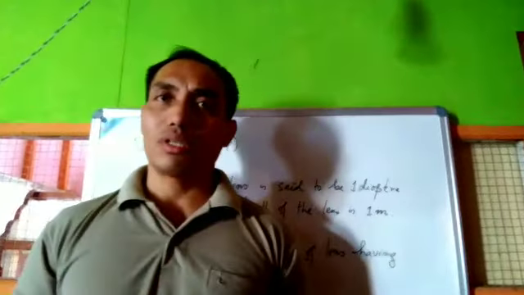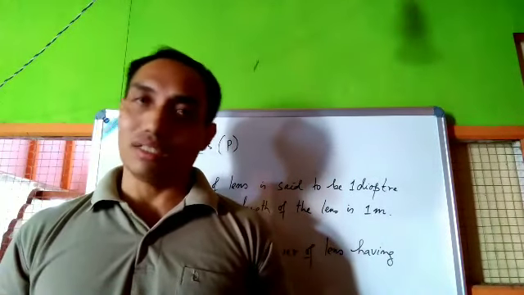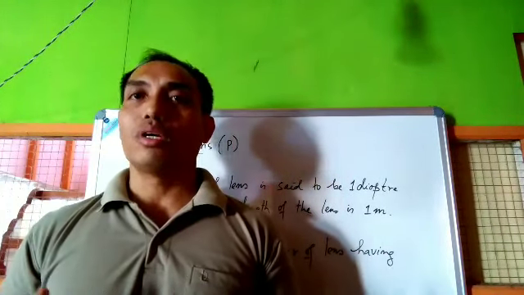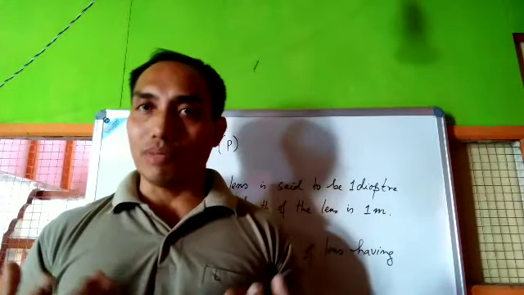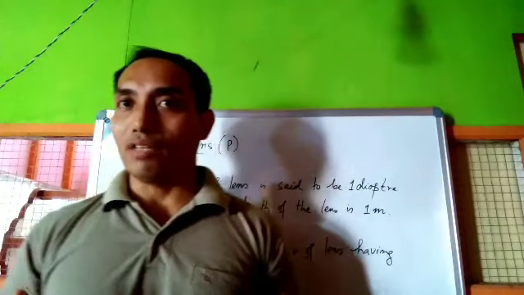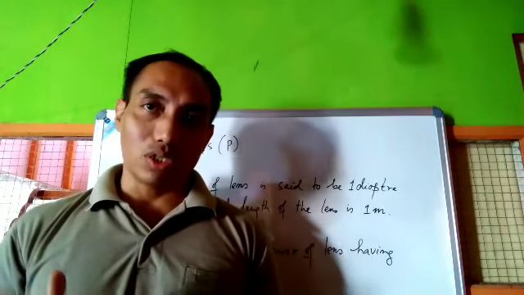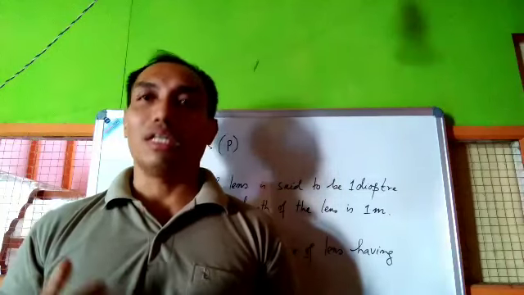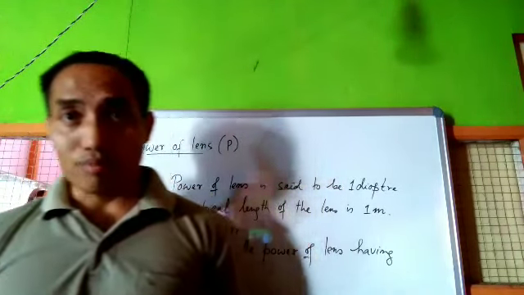And next we have to discuss about the combination of two thin lenses. That is, in this topic we have to try to derive the equivalent or effective focal length of the combination of two lenses and the effective power of combination of two lenses. So let us see how to find out effective focal length and effective power of combination of two lenses.